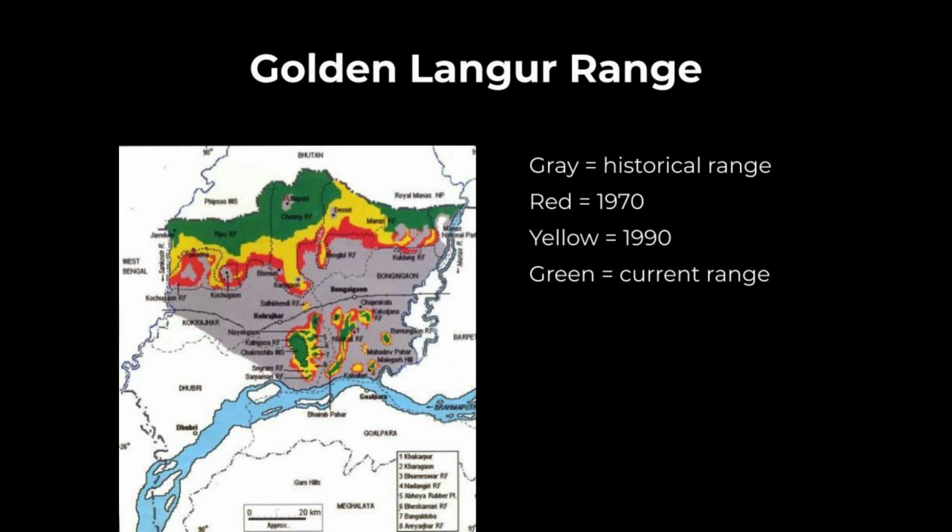From the above geographic range map of the golden langur by Dr. Anwaruddin Chowdhury, you can see that the current range in green has been radically reduced from the original range in gray. The red represents the range in 1970 and the yellow is the range in 1990. What is very obvious is the isolation of a number of large fragments in the southern part of the range.